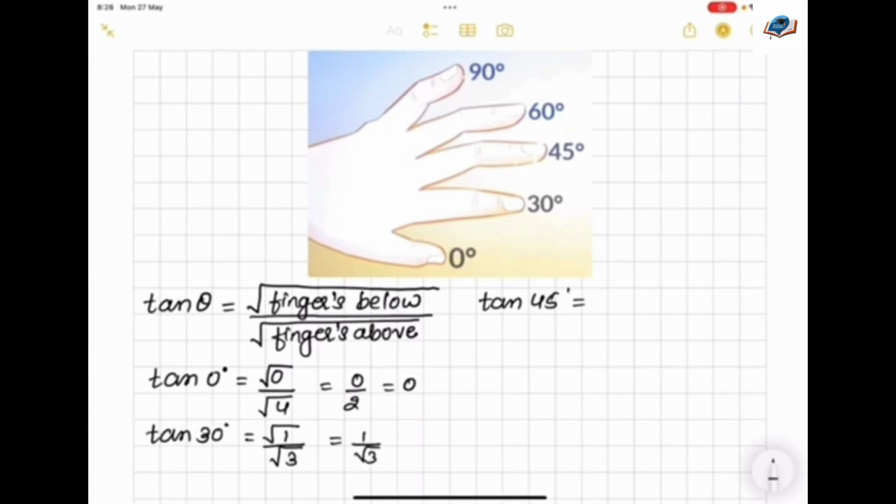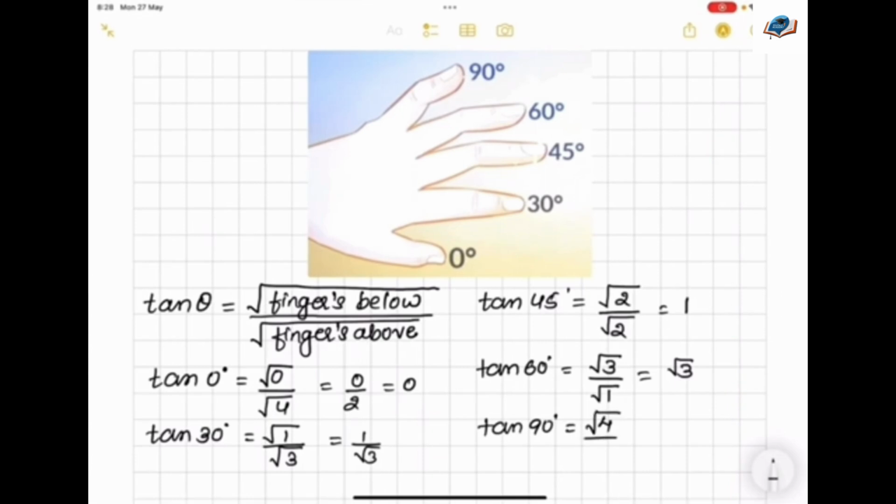Same way tan 45 will be 2 above, 2 below, so root 2 upon root 2, that is 1. Tan 60: 1 finger is above, below are 3, so root 3 by root 1, so root 3. Tan 90: below are 4, so root 4 upon 0 above, so 2 upon 0, so not defined.